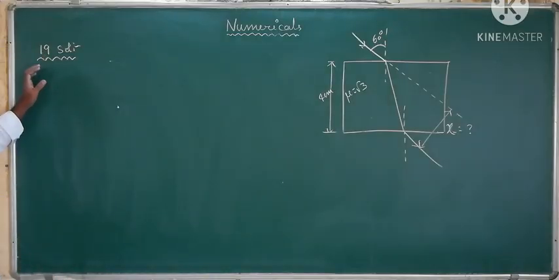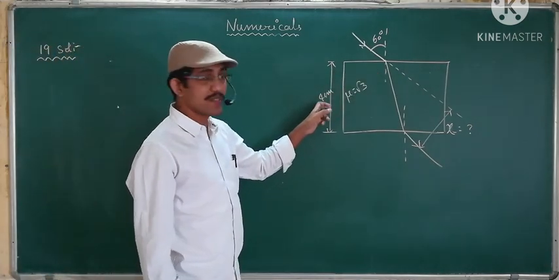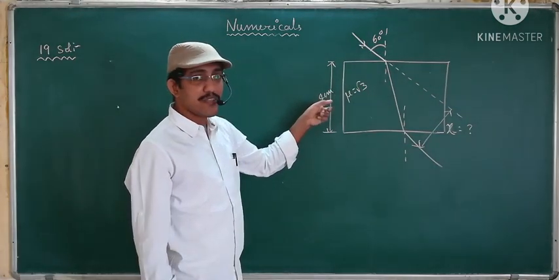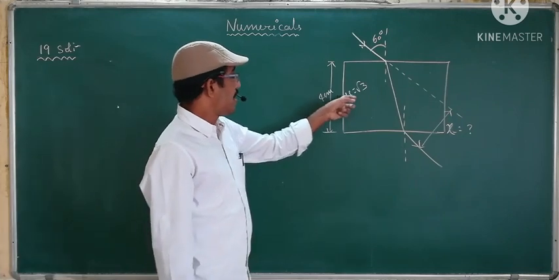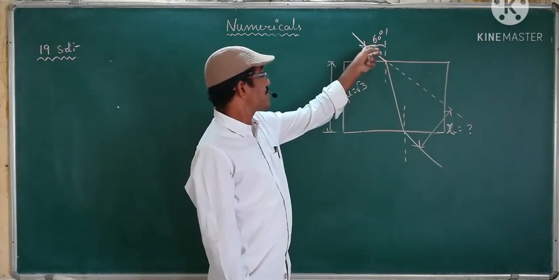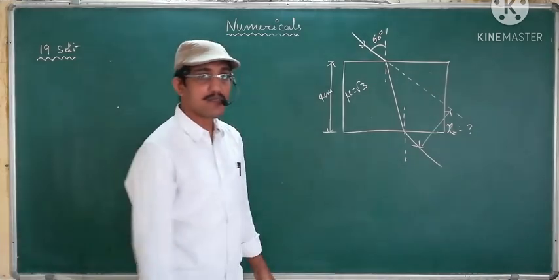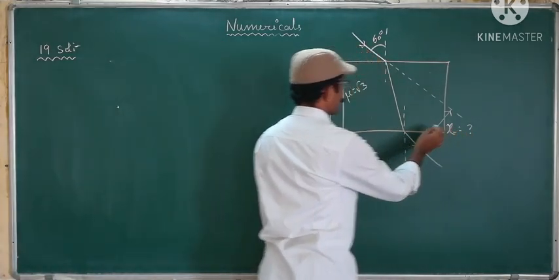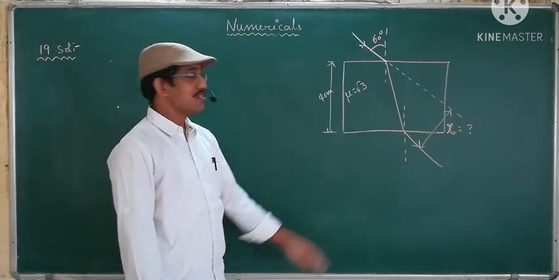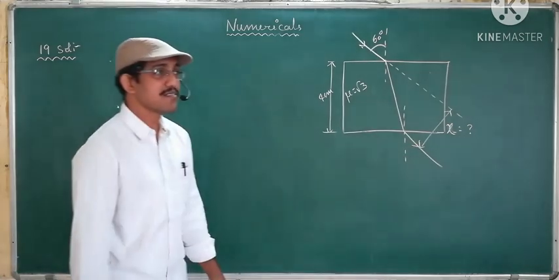Next, question number 19. As per the question, what is the thickness of the glass slab? 4 centimeters. This is the medium, and the thickness of this is 4 centimeters. Here the refractive index of this slab is equal to root 3, and the angle of incidence is equal to 60 degrees. We need to get this x. X is called the lateral shift. When light passes through a rectangular glass slab, it is shifted laterally by some distance. The emergent ray is shifted by some distance laterally. This is called lateral shift.